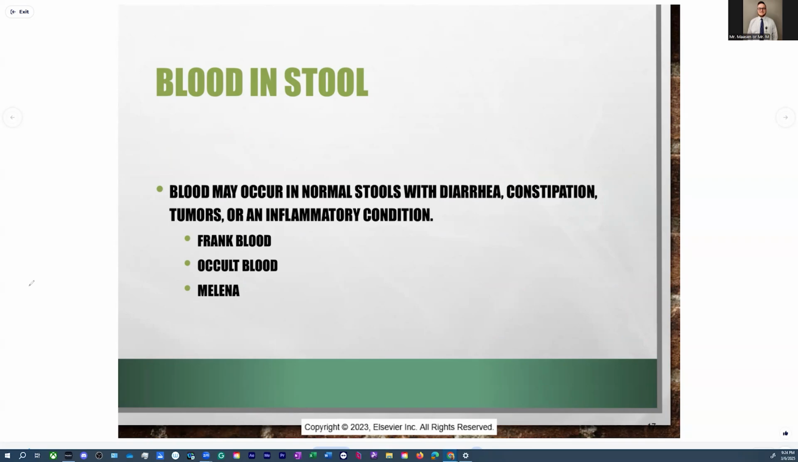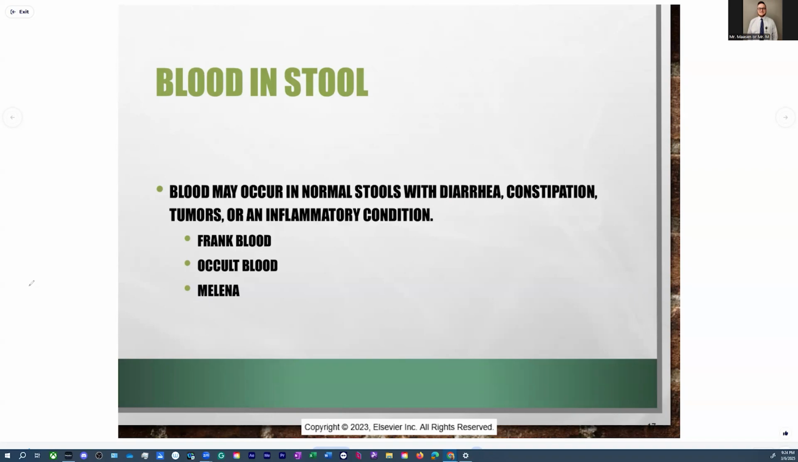Things that you don't necessarily want to see in your stool: blood is definitely up there on top of the list. Just like we talked about things you shouldn't see in urine, you shouldn't see blood in stools. Blood can occur with diarrhea and constipation, but typically it's indicating something.